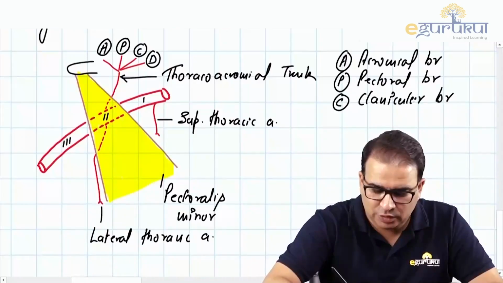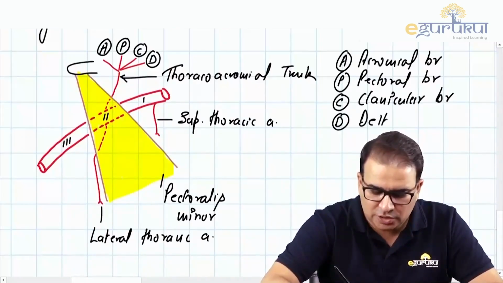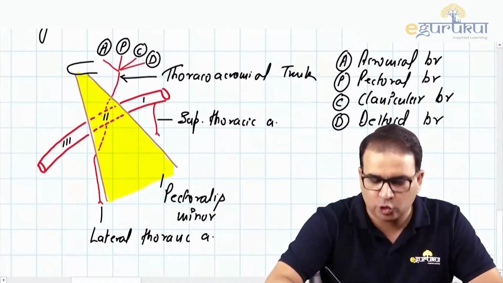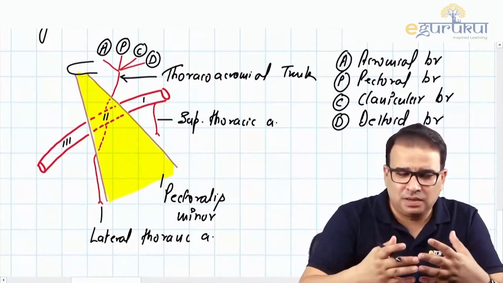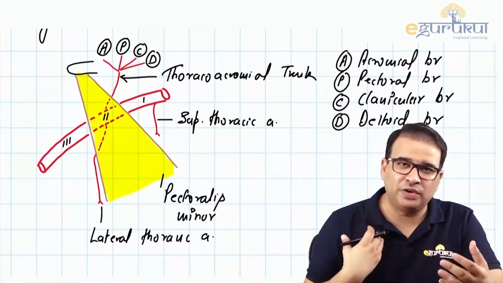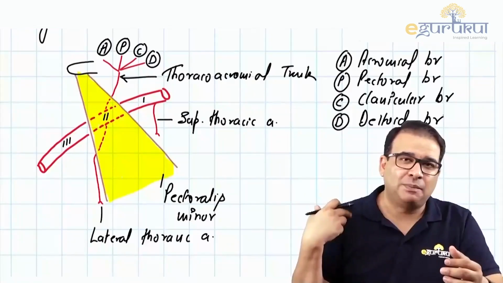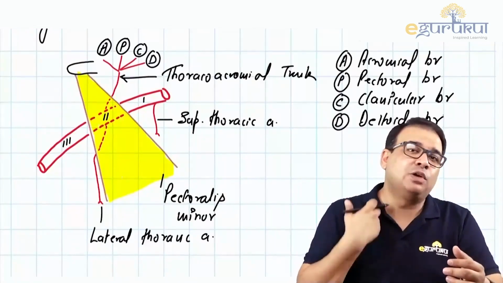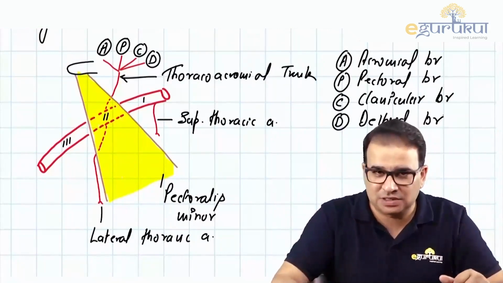C is the clavicular branch, and D is the deltoid branch of the thoracoacromial trunk. So when this trunk comes out, it pierces the fascia here called the clavipectoral fascia and divides into 4 branches, that is the acromial branch, then we have a pectoral branch, a clavicular branch, and a deltoid branch. So they are all running in different directions and supplying the respective structures.